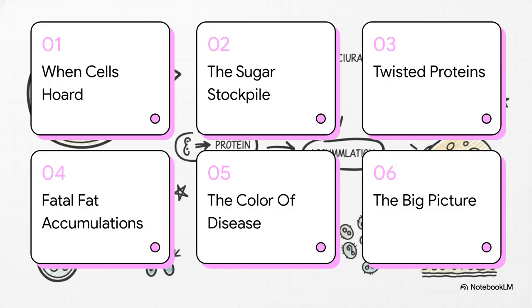Okay, let's quickly run through our agenda for today. First, when cells become hoarders. Second, the sugar stockpile. Third, tangled and twisted proteins. Fourth, fatal fat accumulations. Fifth, the color of disease. And finally, we'll wrap up with the big picture.